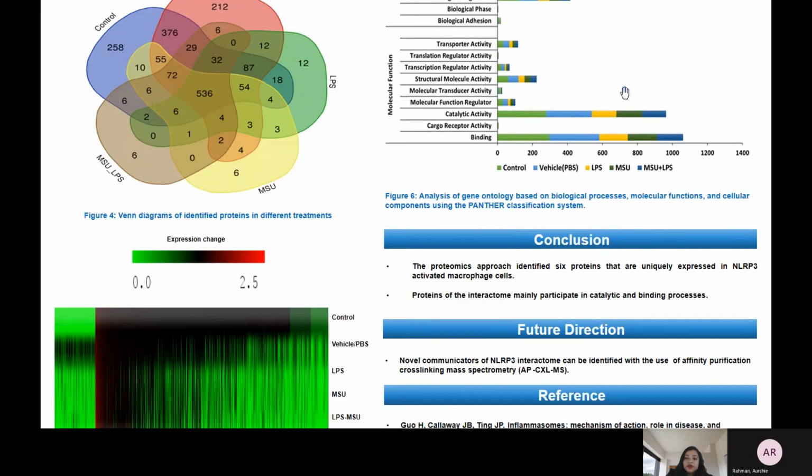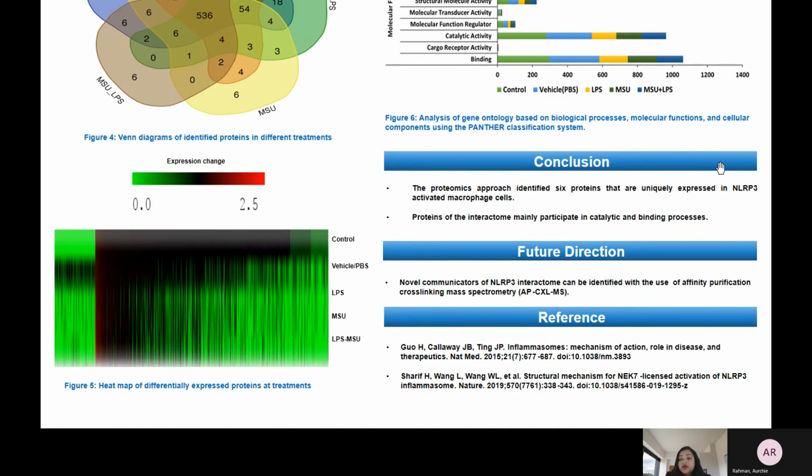After all this analysis, we were able to identify 6 different proteins that are exclusively identified in the NLRP3 activated macrophage cells, and we saw that the identified proteins were mainly participating in the catalytic and binding activity of the cells. So we are hopeful that in the future, with affinity purification cross-linking mass spectrometry, we will be able to identify some novel communicators of this NLRP3 interactome pathway.